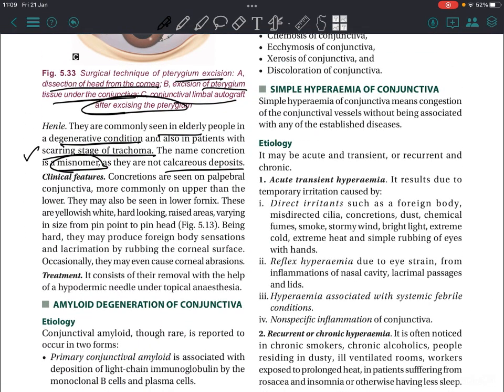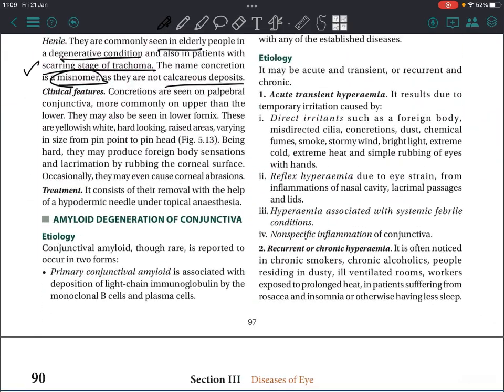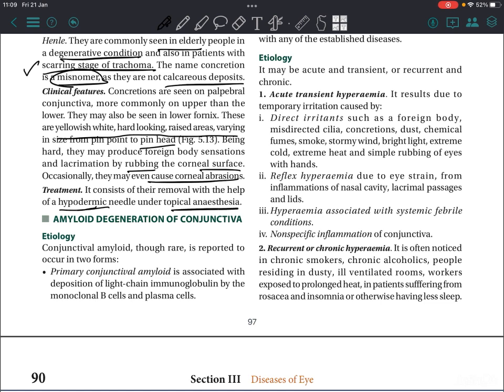Clinical features. Concretions are seen on the palpebral conjunctiva, more commonly in the upper fornix. These are yellowish white, hard-looking raised areas varying in size from pinpoint to pinhead. Being hard, they may produce foreign body sensation and lacrimation by rubbing the corneal surface. Occasionally they may even cause corneal abrasion. Treatment. It consists of their removal with the help of a hypodermic needle under topical anesthesia.